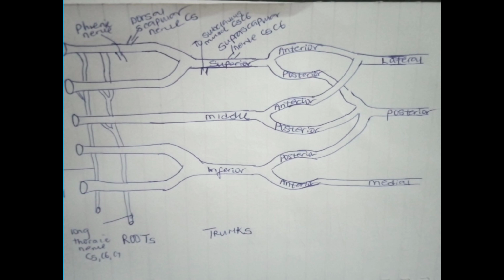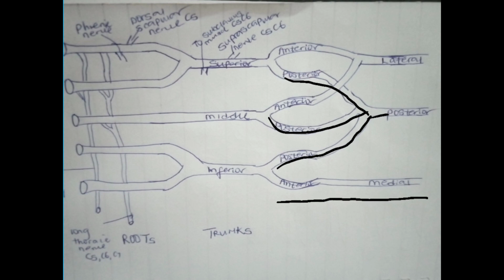Also, we have the posterior cord. The posterior cord is formed by the posterior division of the superior trunk, the posterior division of the middle trunk, and the posterior division of the inferior trunk. These 3 unify to form the posterior cord. And lastly, we'll have the medial cord. The medial cord is formed by the anterior division of the inferior trunk alone.